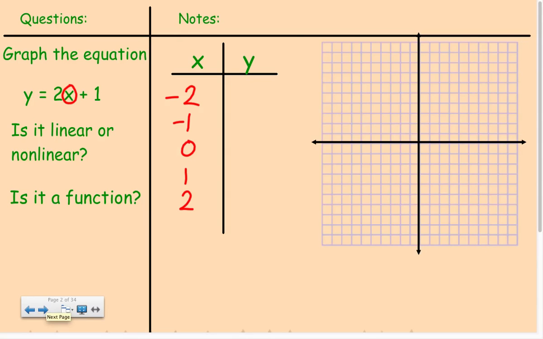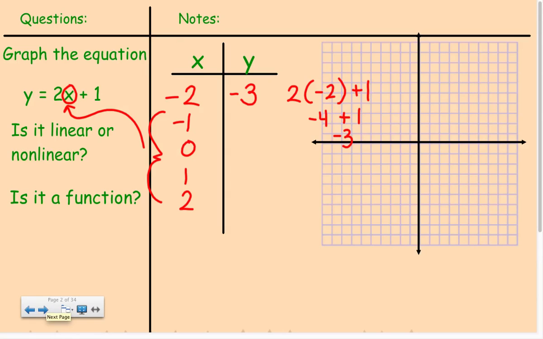All right, let's start plugging our x values then into our equation. So I'm going to take all of these numbers and plug them in right here. So if I take negative 2, then I've got 2 times negative 2 plus 1. Now we're just going to do PEMDAS. 2 times negative 2 is negative 4. Negative 4 plus 1 is negative 3. I'm going to put that under the y column.